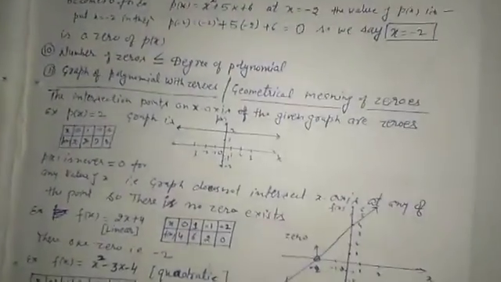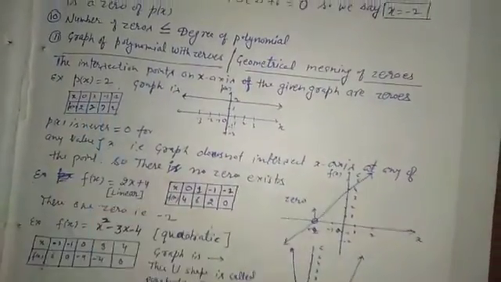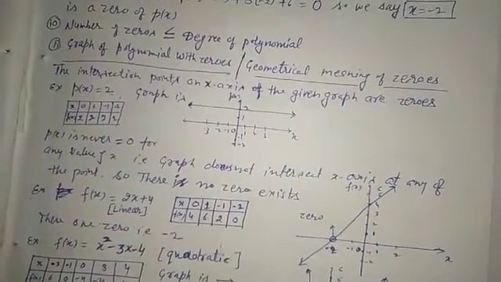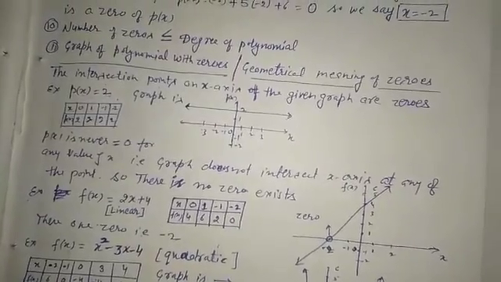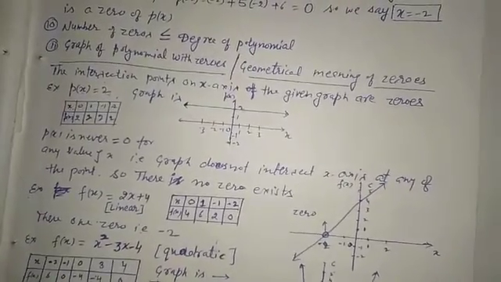Now see, the first example is p(x) equals 2. So here we can have a table. p(x) equals 2, right? And x is 0. There is no x on the right side, so if we put x equals 0, the answer will remain the same, only 2. If we put 1, again the answer will be 2. If we put minus 1, the answer will be 2. If again we put minus 2, the answer will be 2.